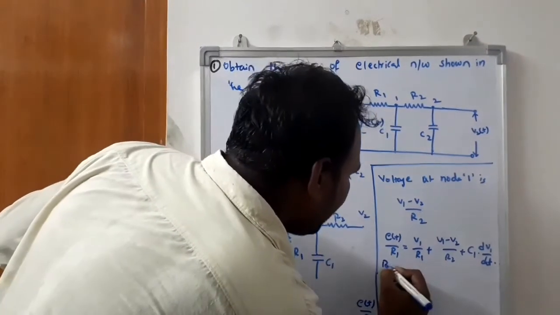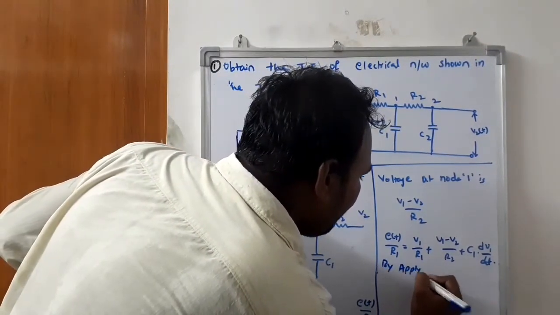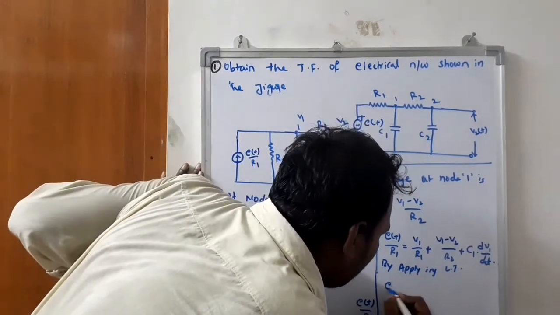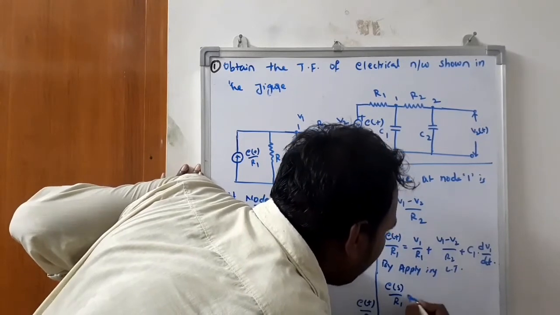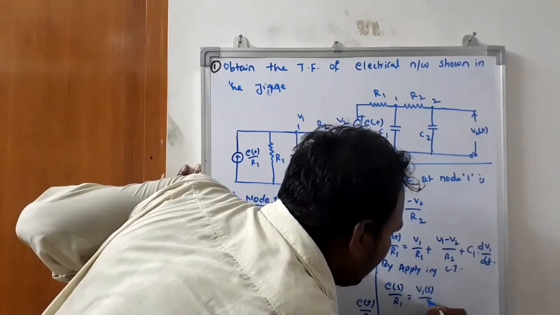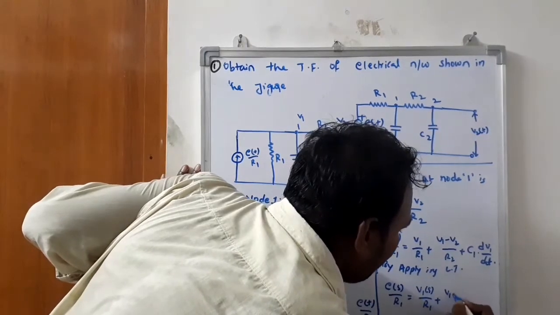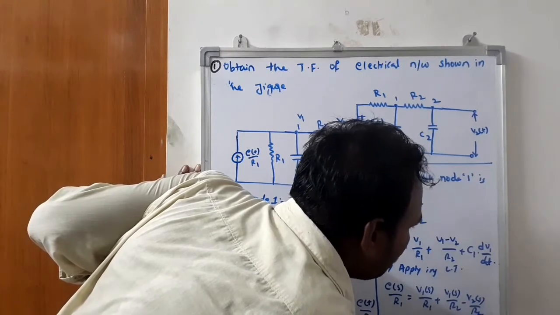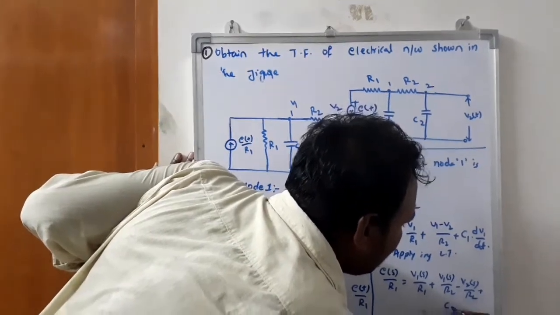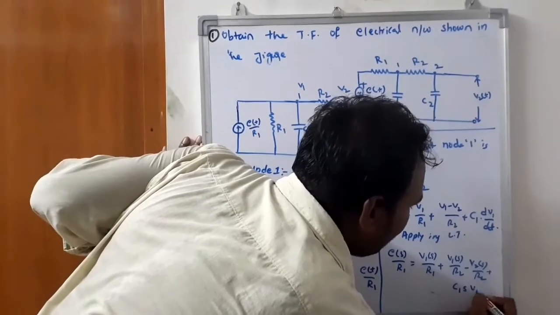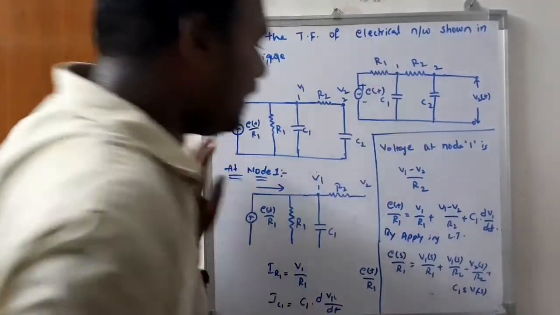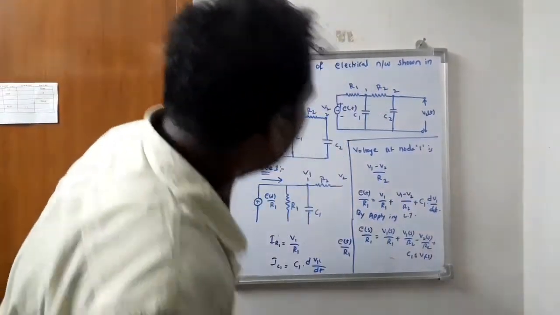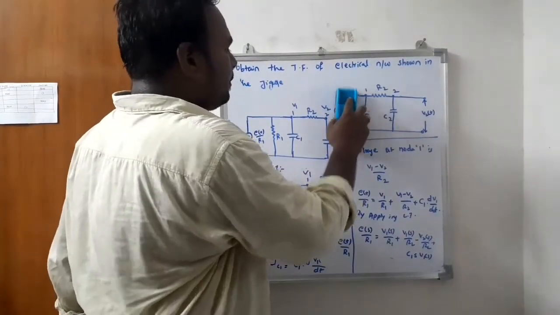By applying the Laplace transform, this becomes E of s by R1 equals V1 of s by R1 plus V1 of s by R2 minus V2 of s by R2 plus C1 s V1 of s. This is the expression. From this we are taking V1 as a common factor. Okay, I can rub this circuit diagram.